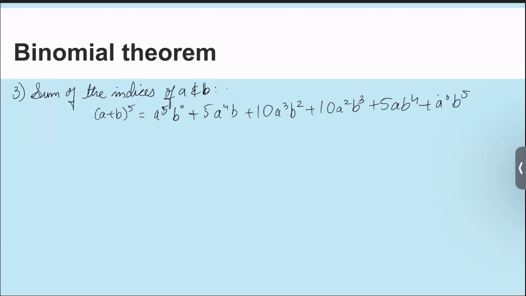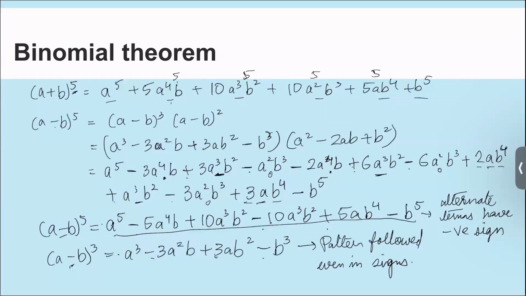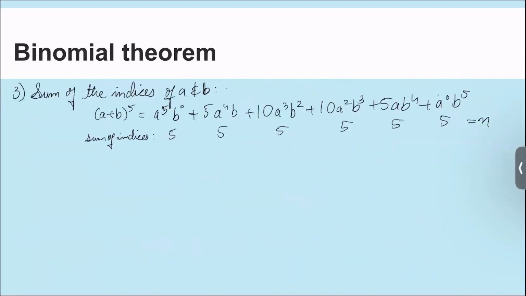Taking the sum of the indices of a and b: this is 5 plus 0. In the second term, again it's 5, and it's 5 again. So that should be equal to n. You can always cross-check while expanding whether these observations, these rules, are being followed. Even in the detailed expansion, whenever we multiplied, say, a squared with a cubed, the sum becomes 5. For each and every term the indices add up to 5. This pattern stays the same.